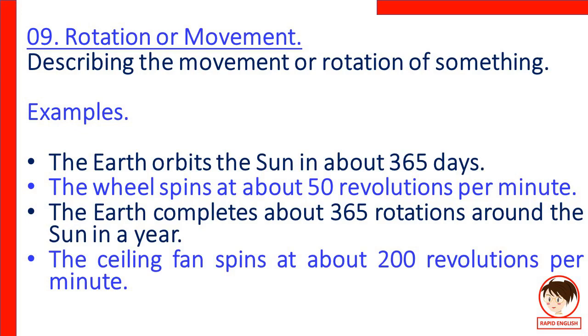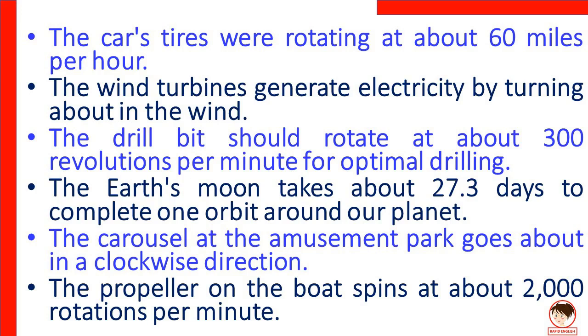The ceiling fan spins at about 200 revolutions per minute. The car's tires were rotating at about 60 miles per hour. The wind turbines generate electricity by turning about in the wind. The drill bit should rotate at about 300 revolutions per minute for optimal drilling.